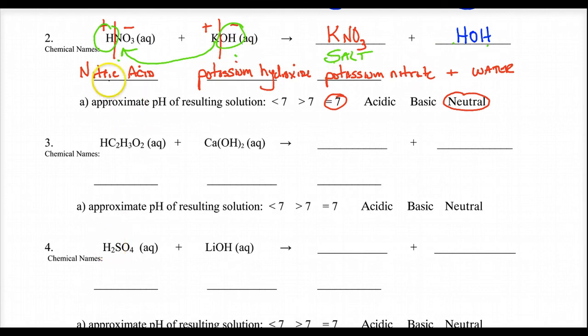Okay? The name is nitric acid, but I also could have used the IUPAC name, hydrogen nitrate, potassium hydroxide, potassium nitrate from table E, and of course water. All right, so it's very simple. We've done double replacements before, but you have to realize acid and base makes salt and water.